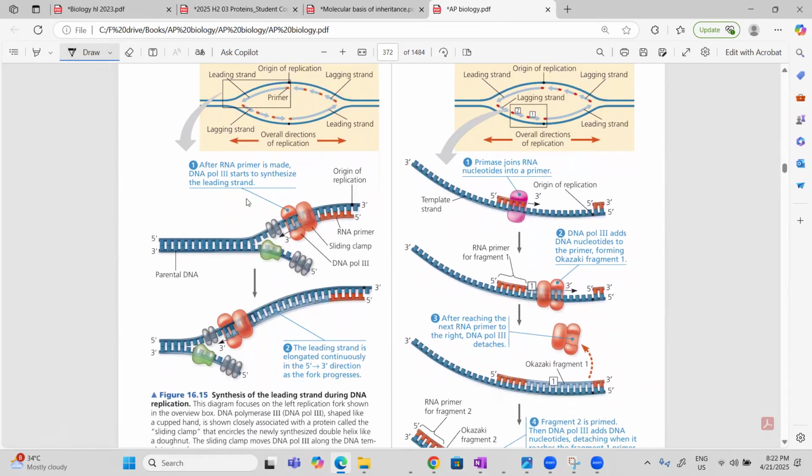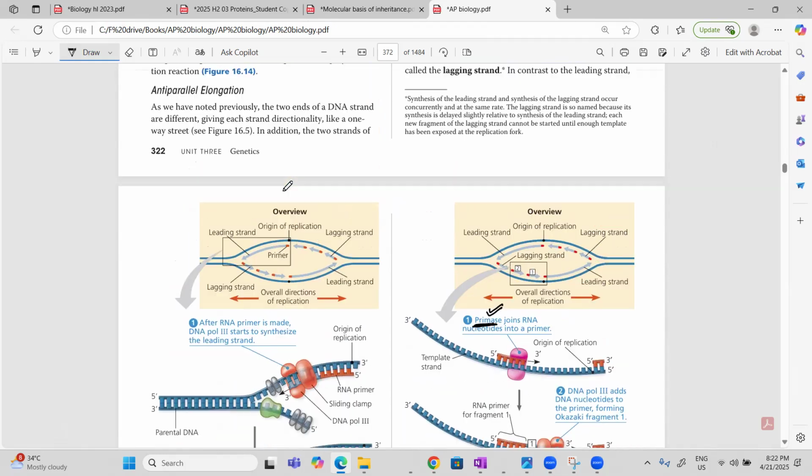See, this is the primase enzyme. Please focus. This is the primase enzyme, which is making the primer. And then DNA polymerase is able to do the polymerization. So let me show you once again this diagram.